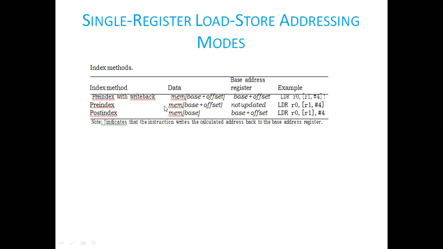But in this case, memory base plus the offset, it is not yet updated. It is only going to calculate the physical address using the offset, but the actual value will not get updated. Look at the instructions here. That is LDR R0, R1, hash 4 within the bracket, followed by an exclamation mark. This indicates it's a write back, pre-index with the write back.